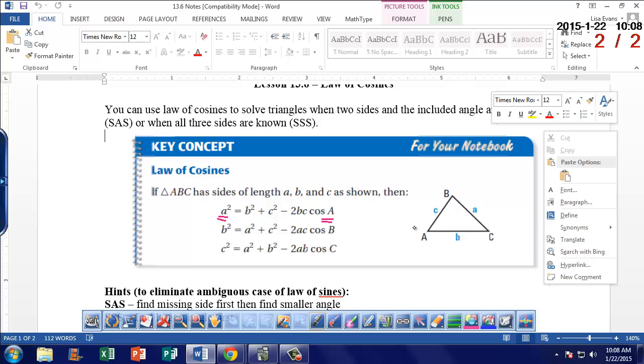So we're always going to have one side squared plus the other side squared minus 2 times those two sides. And you'll see what I'm talking about. We'll practice it on our calculator.